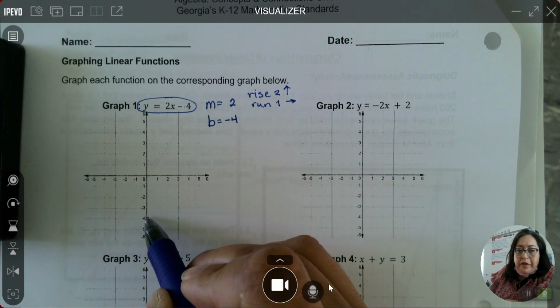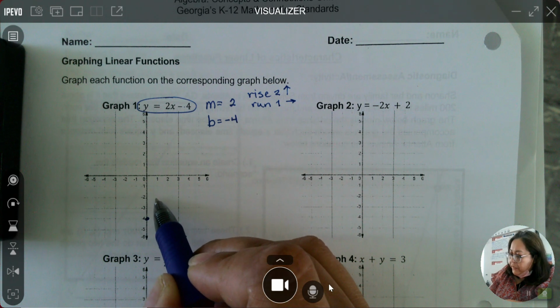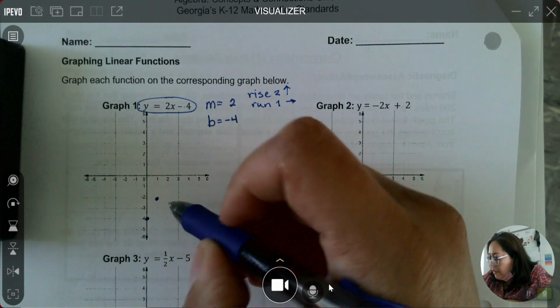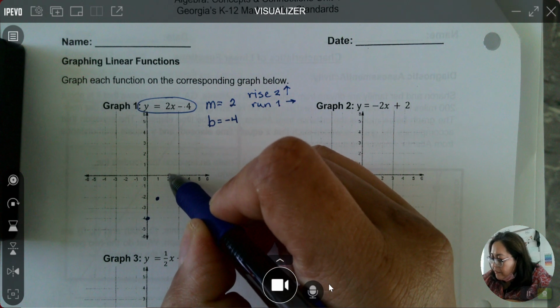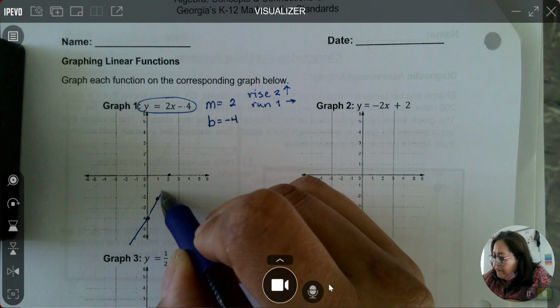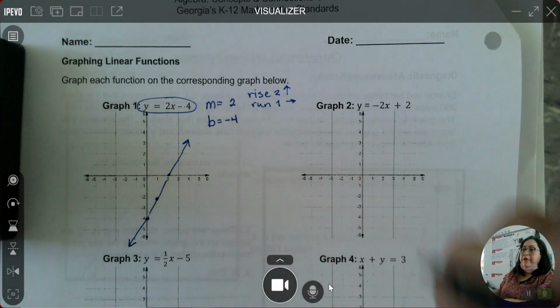So 1 unit, 2 units, and then I'm going to run 1. So right here. I'm going to go up 2 units and run 1. Here we go. There we go. Perfect.